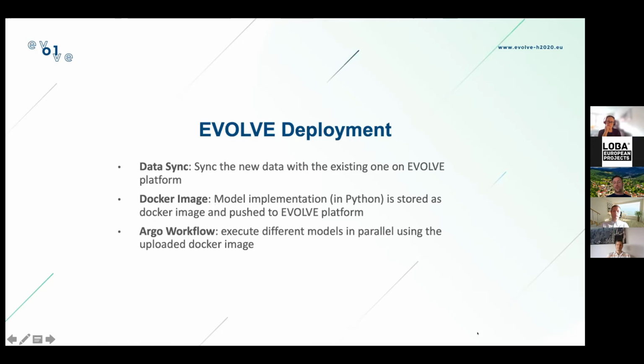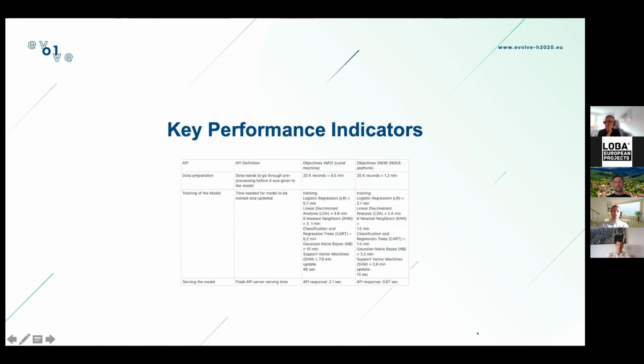Once we implement the code, we create a Docker image, and that Docker image is pushed to the Evolve platform via the private registry. And then on the Evolve platform, once we have the Docker image ready and the big file with the data, we use Argo Workflows in order to parallelize all the models. So basically, we run all the models in parallel.